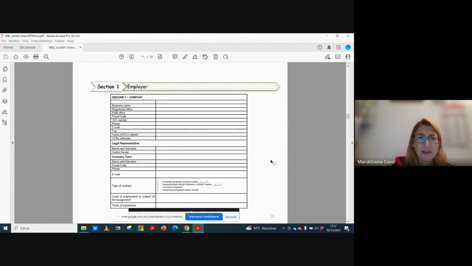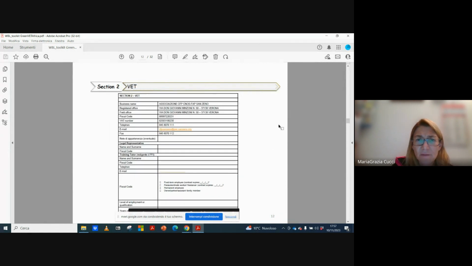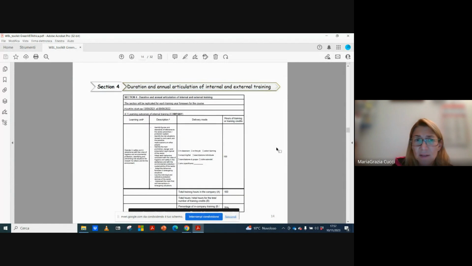But the most important thing is that you find, for instance, the section employer, the section VET, the section student, the duration. Here you see you have this articulation. I will send you a complete form in which you have various articulations, various specifications. Everything is already in English, of course, and you can choose inside this document the specialization that you find the most interesting for you, because there is one for each of your schools.